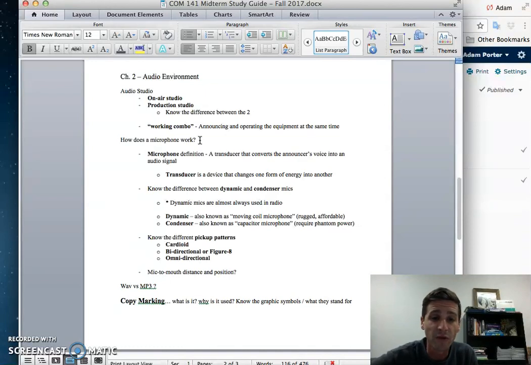Then we went into some information about how microphones work. What is a microphone? It's a transducer that converts an announcer's voice into an audio signal. Well, what is a transducer? It's anything that converts one form of energy into another. A microphone is simply one example of that. We talked about other examples, things like speakers, a guitar string, even the ears on the side of our head.